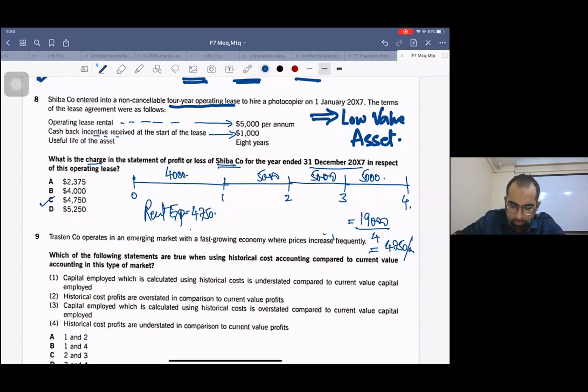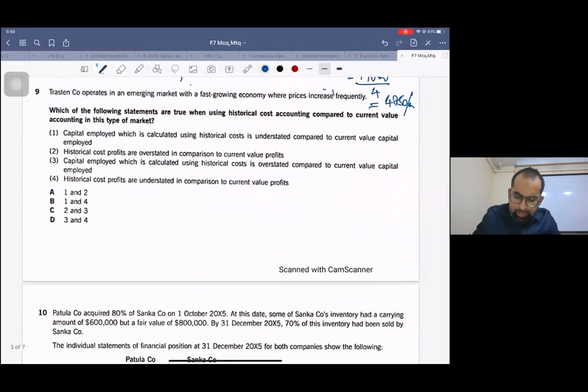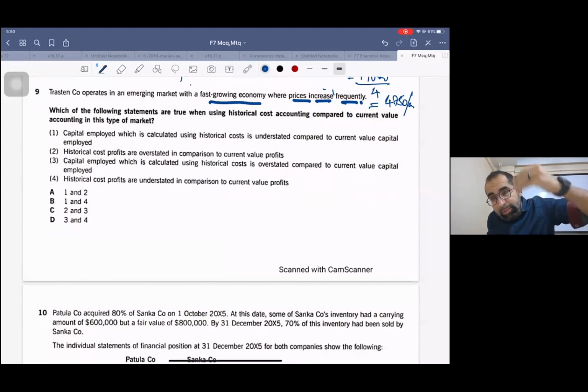So now the next question, question number 9, an easy question, not difficult. Tea company operates in an emerging market with a fast growing economy where prices increase frequently. That means the prices are going up daily. Your property is getting more expensive, your machines are getting more expensive. It's the time of inflation.